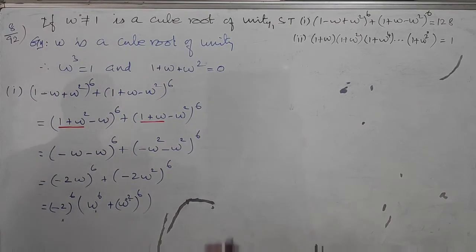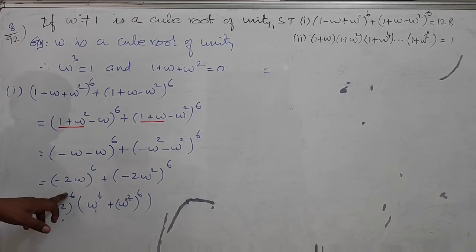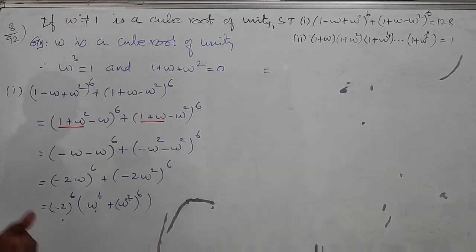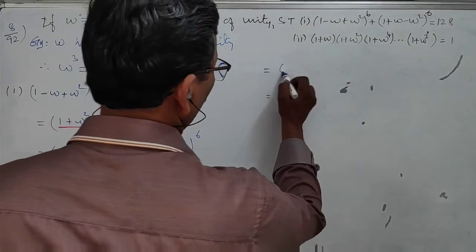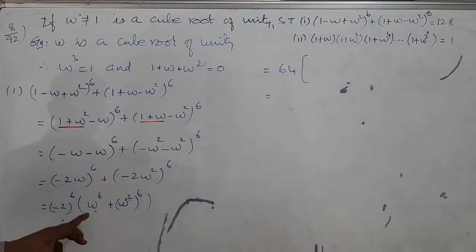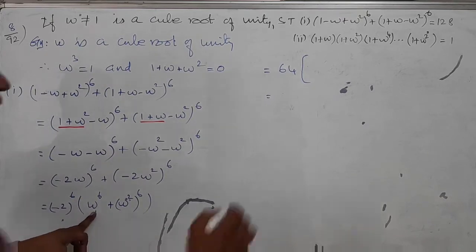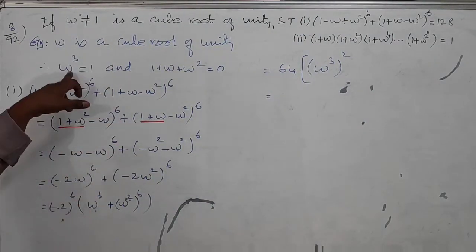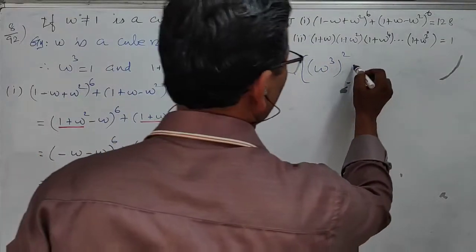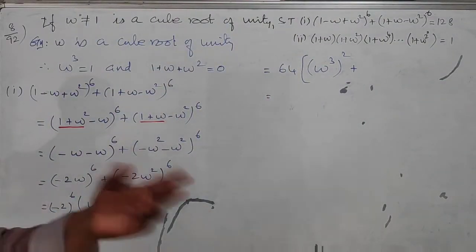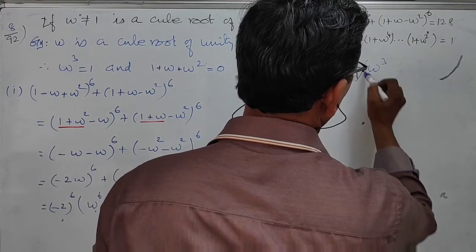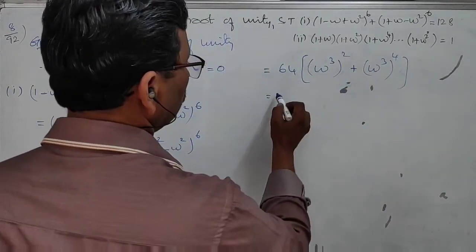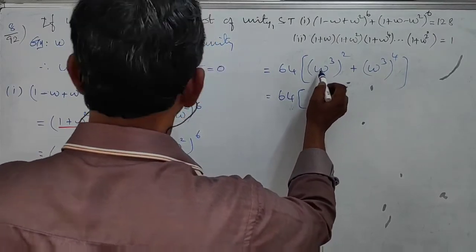Okay, then after that we have to simplify, which is equal to, see, minus 2 power 6, minus 2 is an even number. Therefore, while raising to the power 6, you always get a positive quantity. 2 power 6 is nothing but 64. 2 power 6 can be written as 64 into omega power 6, which can be written as omega cube whole square, because we are beginning with everything in terms of omega power 3. Then plus omega power 12. Omega power 12 means you can write omega cube whole power 4, totally 12 you can get, which is equal to 64 into omega cube equal to 1.